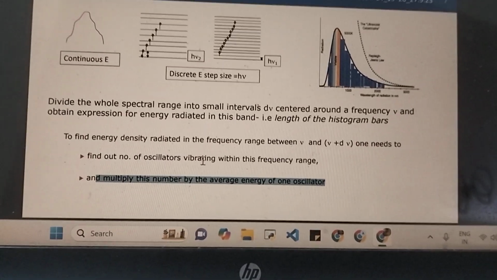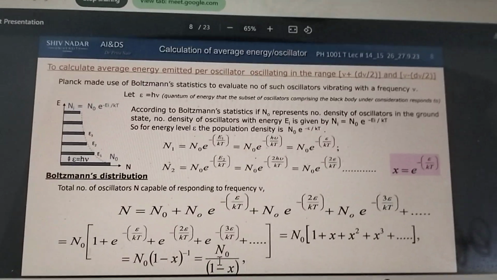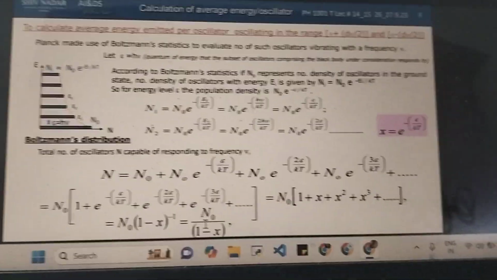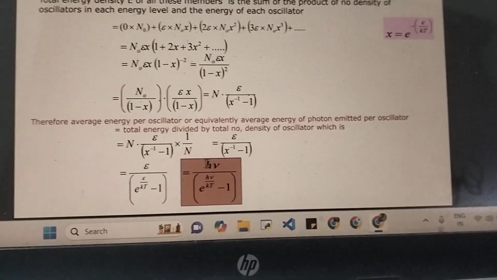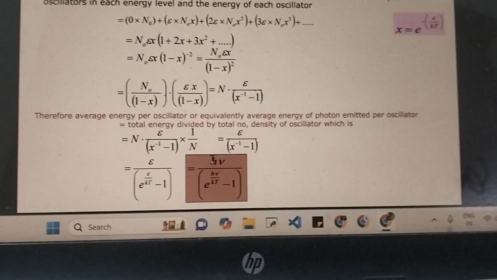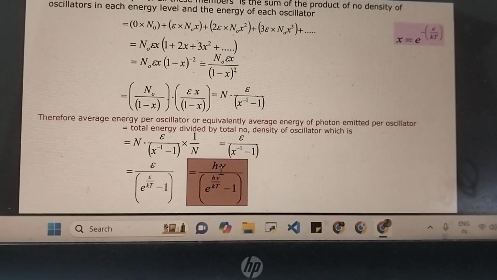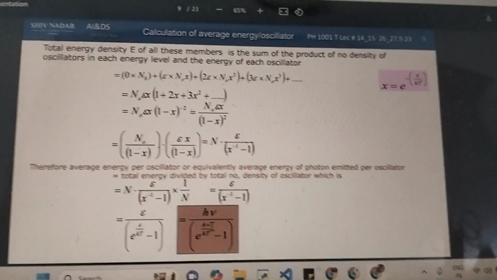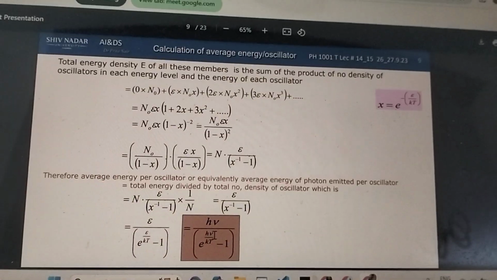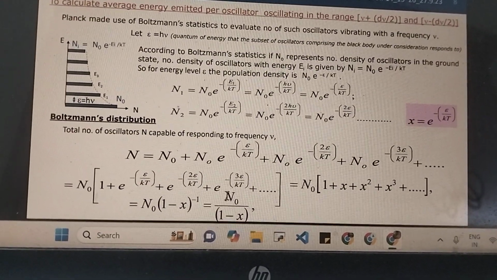So this and this sort of seem to counteract each other's effect. That is a question people often have. So the thing is, if you look at this expression for average energy per oscillator, it is in terms of h, nu, k and T. h and k are constants, nu and T are frequency and temperature, which is what we wanted to derive an expression in terms of. But if you look at this expression, it is in terms of n0 and x.